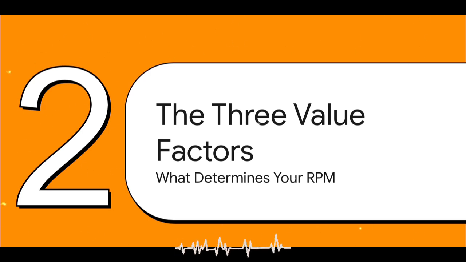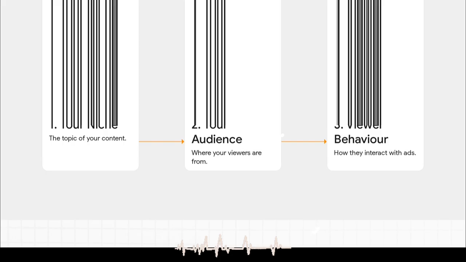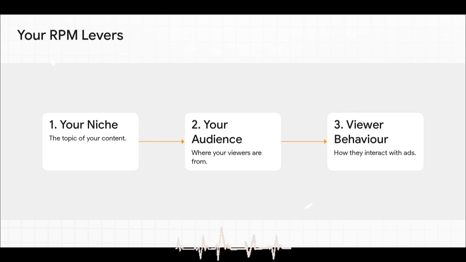All right, here are the big three. First, and this is the most important one, your niche. What your videos are actually about. Second, your audience, specifically their geographic location. And third, your viewers' behavior. You know, stuff like how long they watch and whether they're using ad blockers. Let's break each of these down.